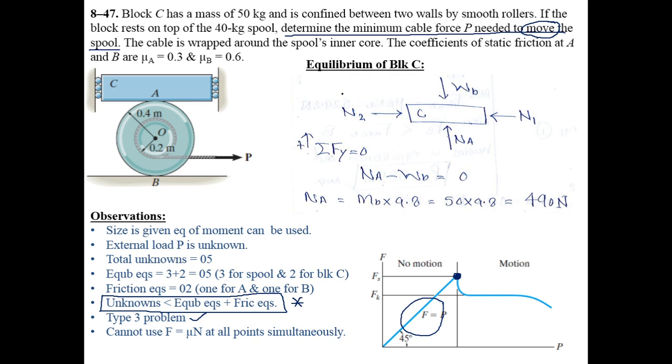But we realize that we do not require the values of N1 and N2, so summation of fx equal to 0, we can skip that and just apply summation of fy equals 0, because this is what we want. And this value Na we are going to take further in the solution. So Na minus Wb equals 0, and Na comes out to be 490 newtons.